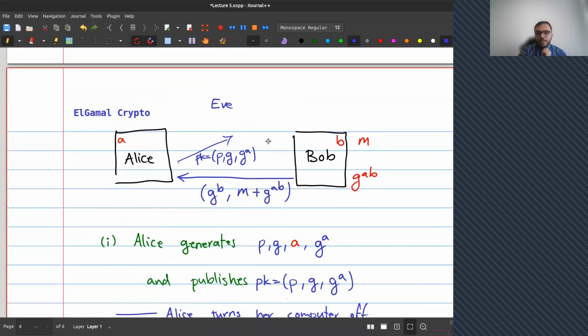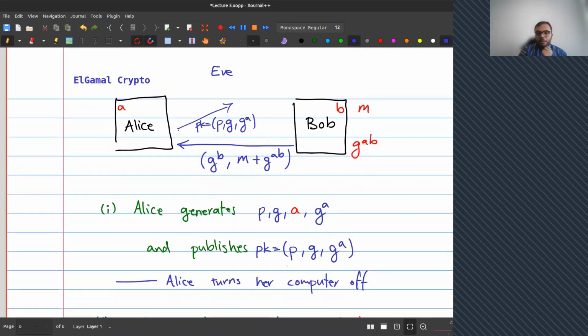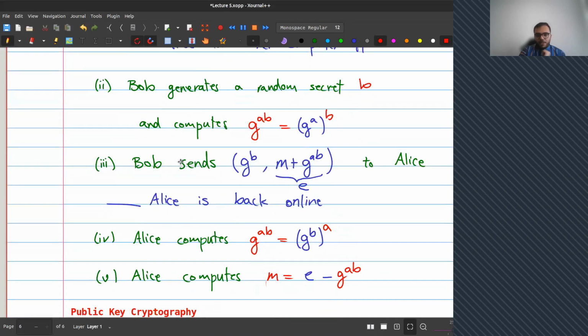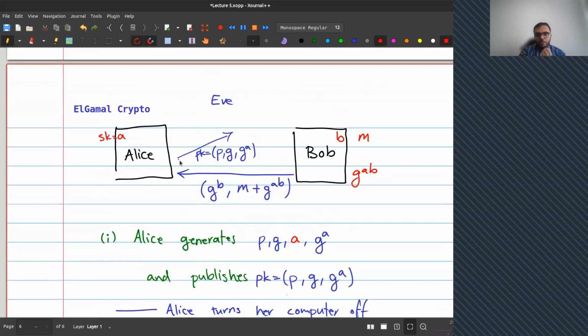What is my secret key? My secret key is basically anything that only Alice knows. So in this case, the secret key is just A. Anyone who knows A would be able to decrypt messages. But in order to encrypt and actually send messages, you just need to know the public key, which means you need to know P, G, and G to the power of A.